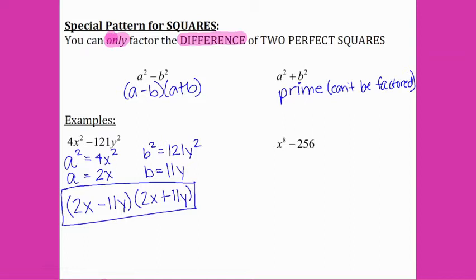Here we have x to the 8th, which you may not realize is a perfect square because it's x to the 4th times x to the 4th. So that means our a term would be x to the 4th, and our b term would be the square root of 256, which happens to be 16. So our factors would be x to the 4th minus 16 and x to the 4th plus 16.